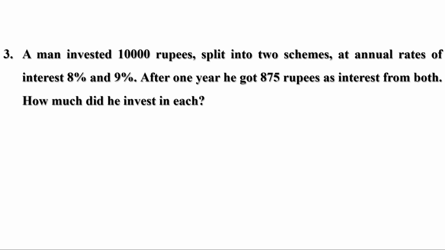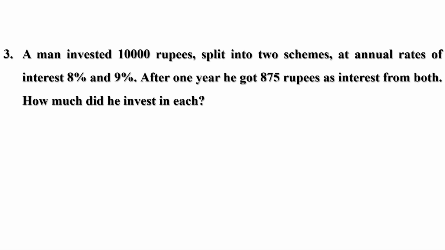Let us do this in our head at first. He invested 10,000 rupees, and that is split into two schemes. For one part, he got 8% interest, and for the other part, he got 9% interest. He got a total of 875 rupees as interest from both. The minimum rate of interest is 8% here. So let me find 8% of the total amount 10,000 rupees. What is 8% of 10,000?